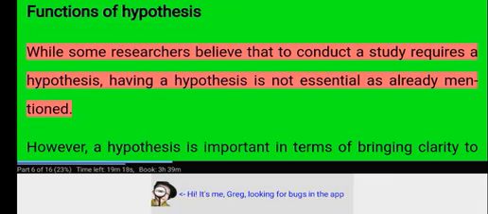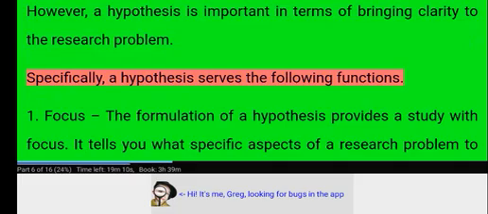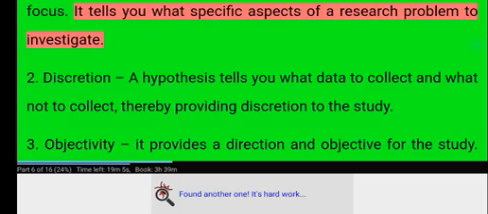Functions of hypothesis. While some researchers believe that to conduct a study requires a hypothesis, having a hypothesis is not essential, as already mentioned. However, a hypothesis is important in terms of bringing clarity to the research problem. Specifically, a hypothesis serves the following functions. 1. Focus. The formulation of a hypothesis provides a study with focus. It tells you what specific aspects of a research problem to investigate.